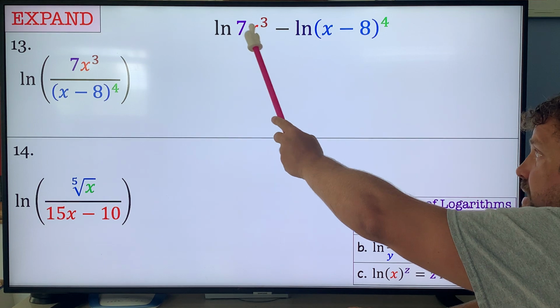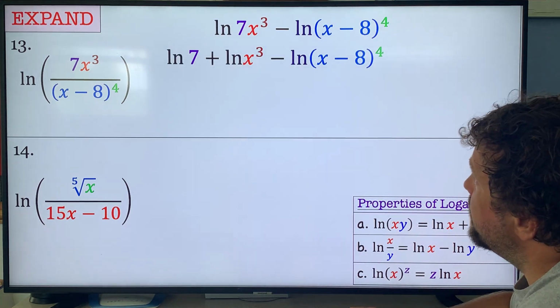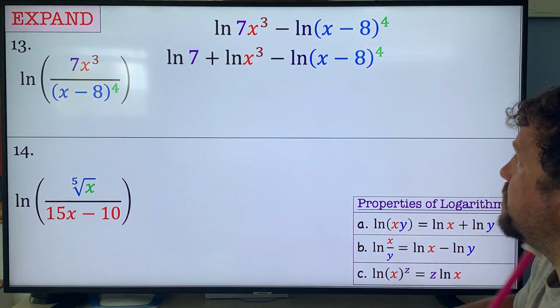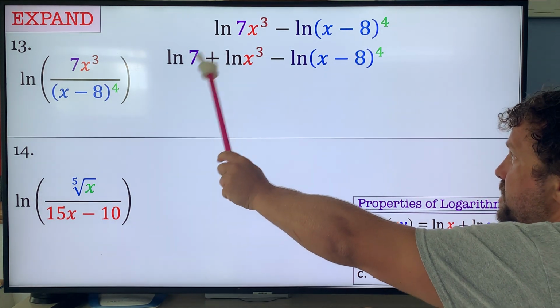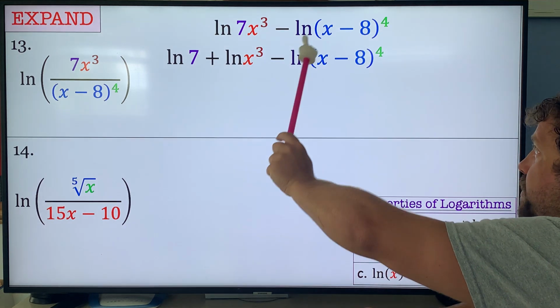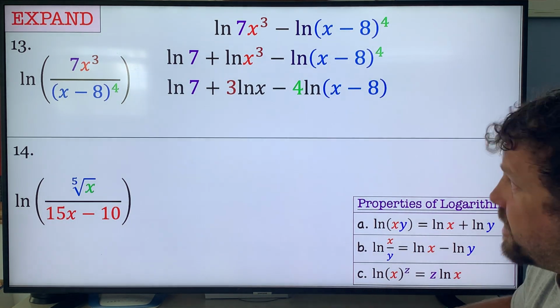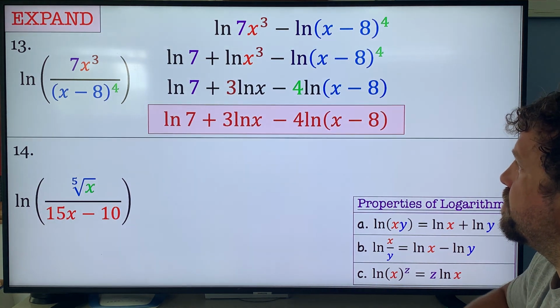These two are split up as 7 times x, so I can make them both pluses. This stays the same because it's in a parenthesis. Now I drag forward my exponents. There is no exponent here, so that stays. The 3 comes forward, and the 4 comes forward. And the last step is, there is no last step. That's my answer. Do you have to write this twice?